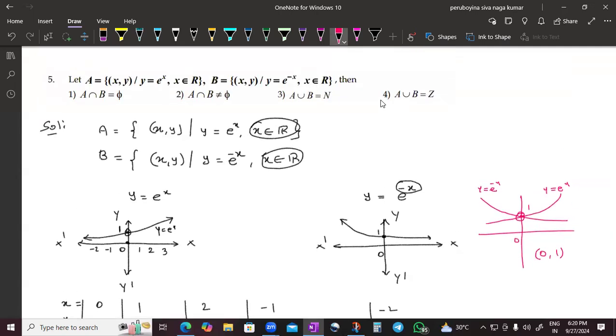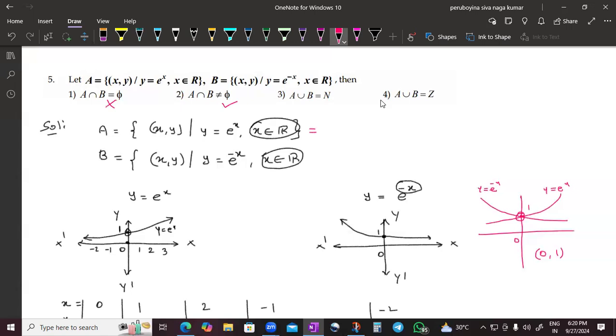Now, observing the options, A intersection B equal to phi, which is wrong. A intersection B not phi, yes, it is correct, because we have 1 point. And A union B is equal to N, meaning natural numbers. It is not natural numbers. If you see the sets, it is an ordered pair, right?